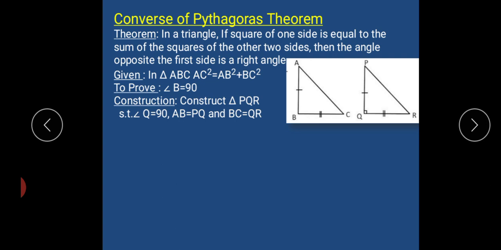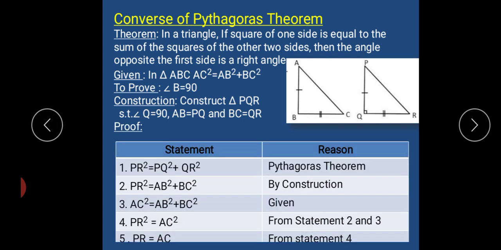To prove two triangles congruent is also not very difficult, because already by construction what we have done is AB is equal to PQ and BC is equal to QR. Suppose we prove AC is equal to PR, then the two triangles will be congruent by SSS congruence rule. Let's see the proof.